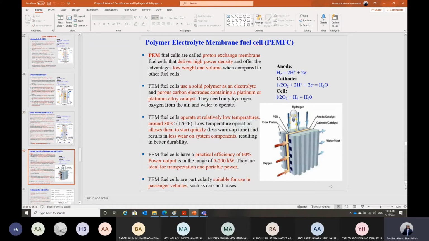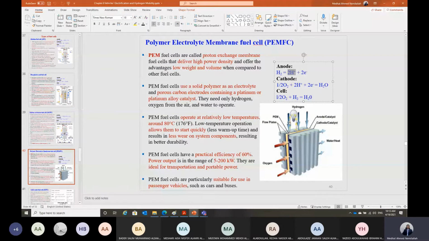We have the polymer electrolyte membrane, which we said is called the proton exchange membrane. We talked about this. We said the electrolyte in this case is not liquid, it is just a solid membrane. And this membrane allows a transfer of hydrogen ions across the membrane from the anode to the cathode. And it blocks the transfer of electrons, and that's why we have to have an external circuit to have the flow of electrons.